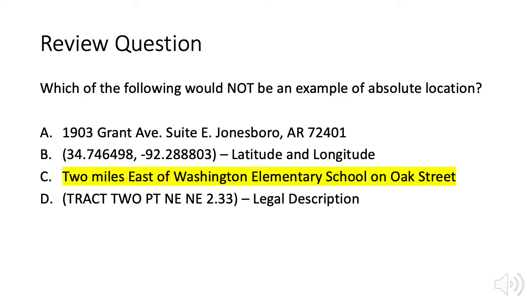Option A, an address, Option B, a latitude and longitude, or Option D, a legal description, are all examples of an absolute location. Even if I'm unfamiliar with local landmarks, I can utilize these resources to find the absolute location of a place on a map.